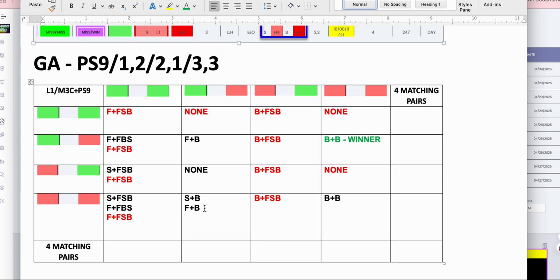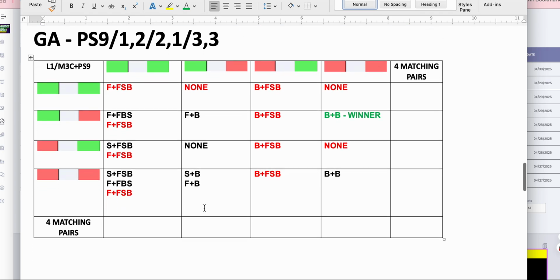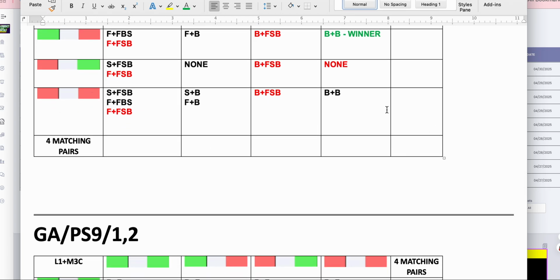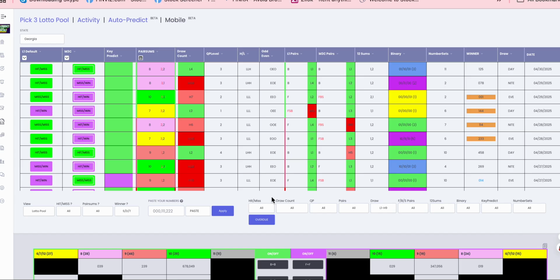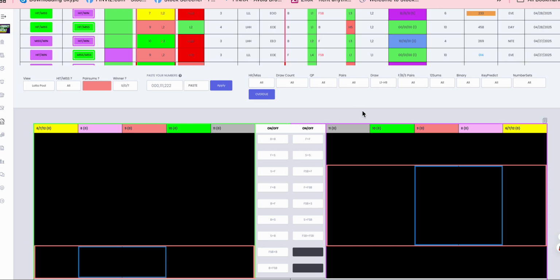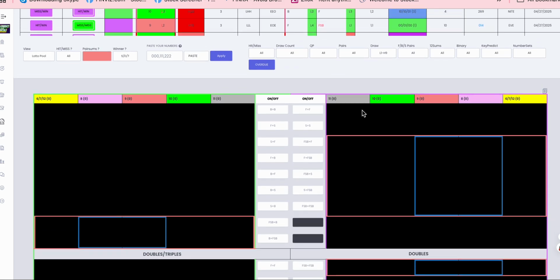Split back, front back. Okay, let's see what numbers come out with these. Because we're only dealing with 3 here. So we're dealing with back, split back, front back. All right, turn this off, turn that off. We're going with the PS9 right there. That's all you got to do. And it was back, right there, back. All right, and hold on. It was split back and front back, right?